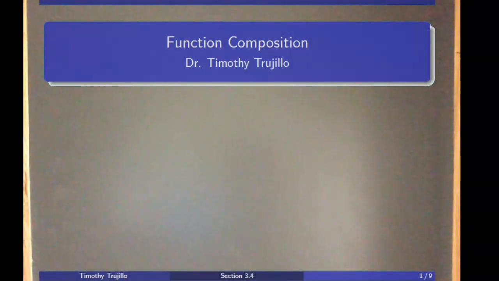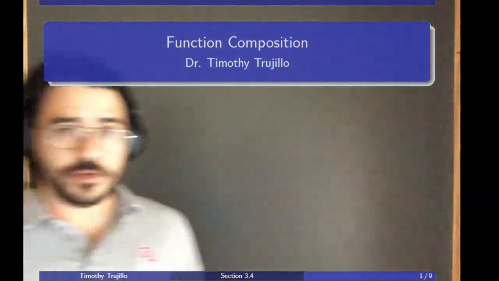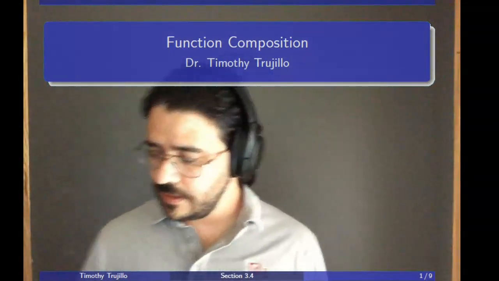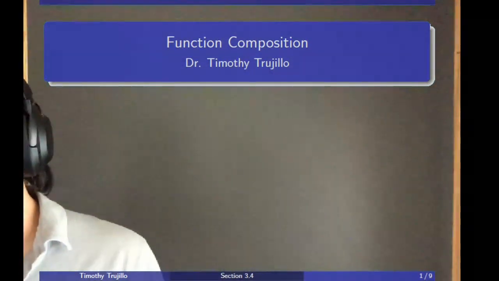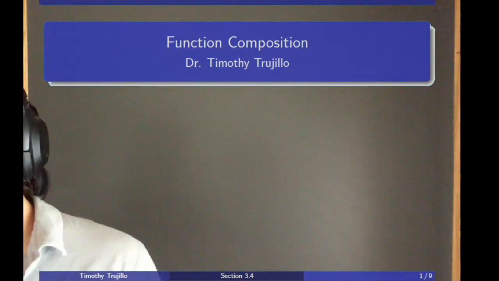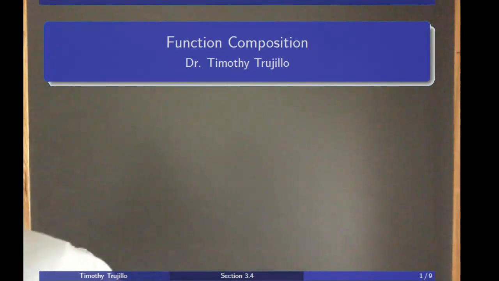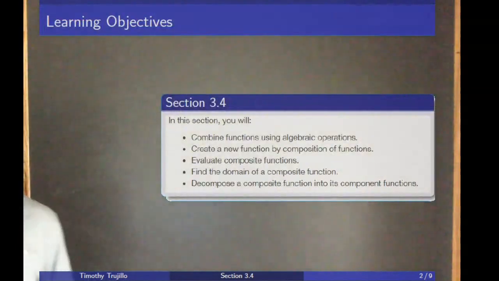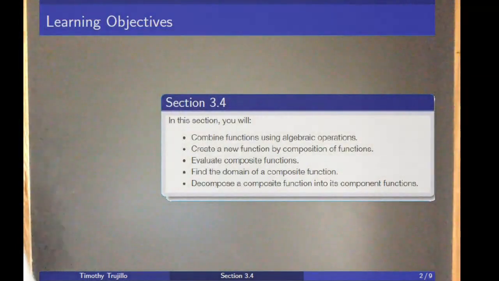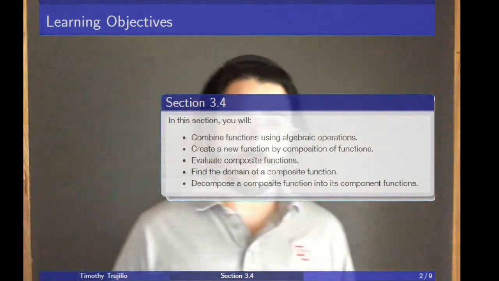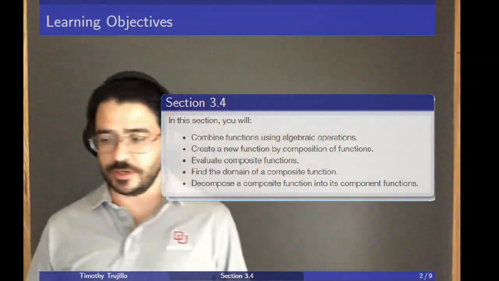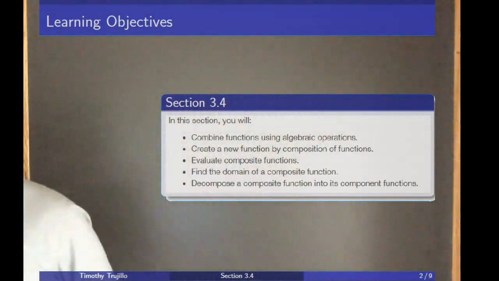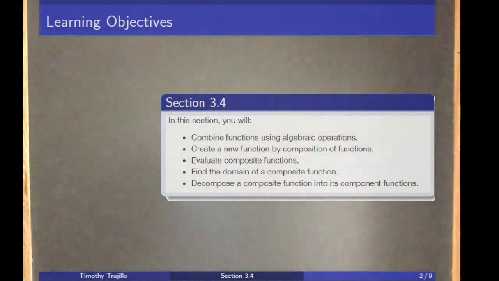And now we're coming to what's called function composition. Let me go ahead and show you what our objectives are for today. Here we have our objectives for section 3.4. And this week it's a little bit nicer than last week. We don't have 3 sections to cover, just 2 sections. There are some weeks where we'll need to cover 3 just because of the schedule for the semester. But this week we'll just cover 2.